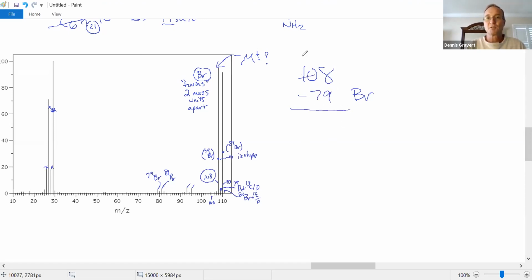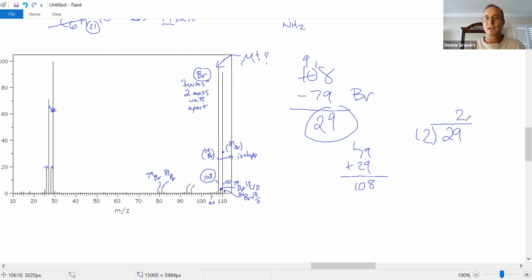I do need to regroup this. So 18 minus 9 is 9. 9 minus 7 is 2. Check my math. 79 plus 29. 9 and 9 is 18. Carry a 1. 8 and 7 is 8. Let's see, that is 108. Good. That's what we have. Ooh, 29. That's not bad. Divide that by 12. It's only 2 times. 24. Subtract that, it's 5. So we have 2 carbons, 5 hydrogens, and 1 bromine.